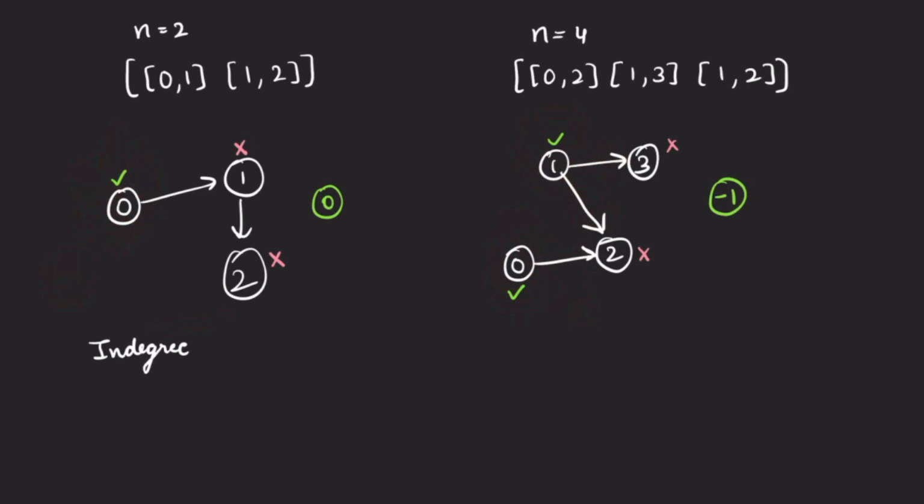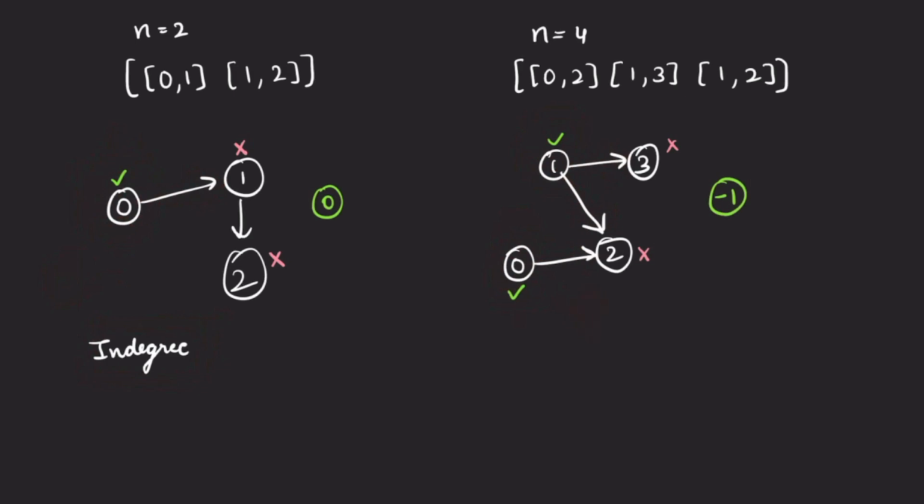So in a graph, we basically have an in degree and an out degree. In degree denotes the number of edges that are coming towards a particular node, and out degree denotes the number of edges that are moving out of that node. In this particular case, for this 0, there are no edges coming towards it, so the in degree of node 0 is 0. That is why it is our answer.